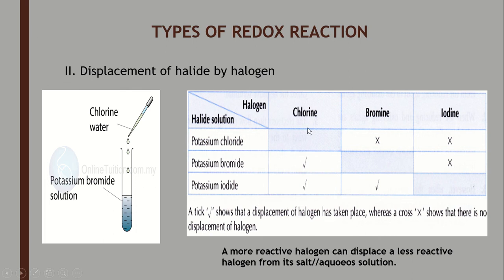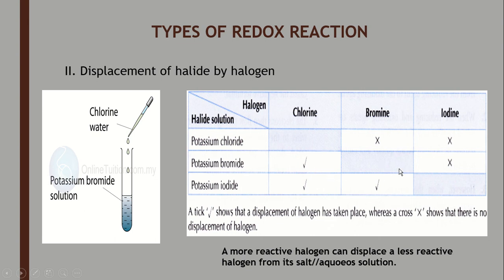So kita guna halogen chlorine. Halide salt dia adalah potassium chloride, potassium bromide, potassium iodide. For potassium chloride tak ada reaction because the same, right? Chlorine dengan chloride. For potassium bromide, dia tick, boleh berlaku reaction because chlorine is more reactive than bromine. So it can displace bromide from its salt solution to become bromine gas.